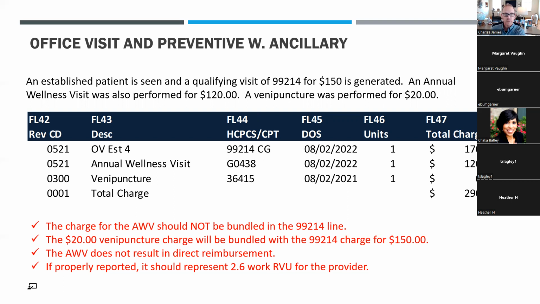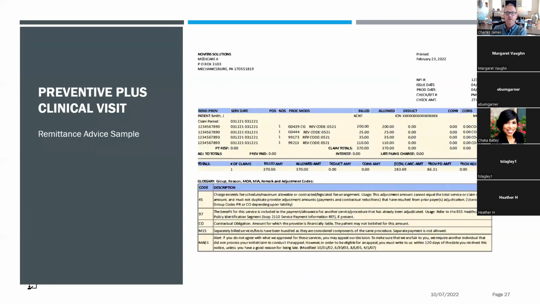I want to make note: 2.6 work RVU for the annual wellness visit. There's some incentive for our providers to be performing these. 2.6 work RVU. In this example, take a look. Now in this example, it's hard to see, but over here we have a subsequent annual wellness visit. The subsequent annual wellness visit got the CG modifier in this instance.